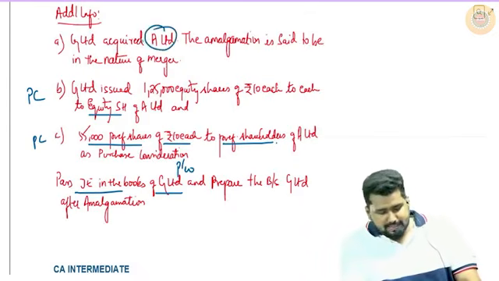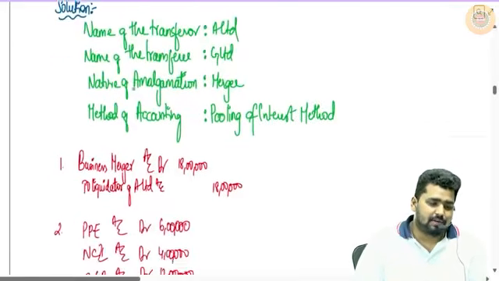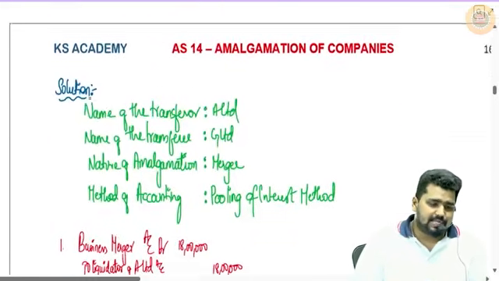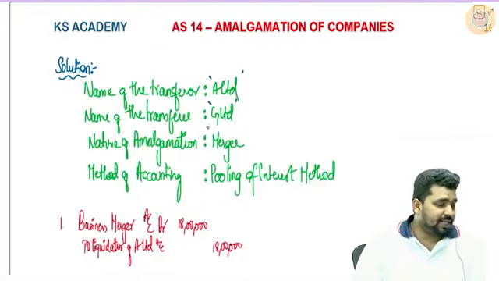A Limited. Correct? So business merger account debit to liquidator of what company? A Limited. So step number 1, name of the transferor: A Limited. Name of the transferee: G Limited. Correct? Next, the nature of amalgamation: amalgamation in the nature of merger.